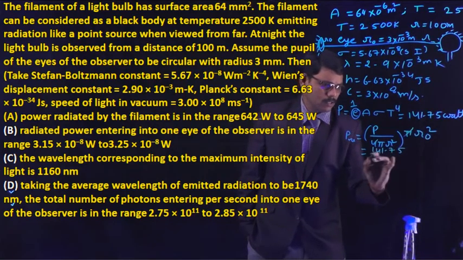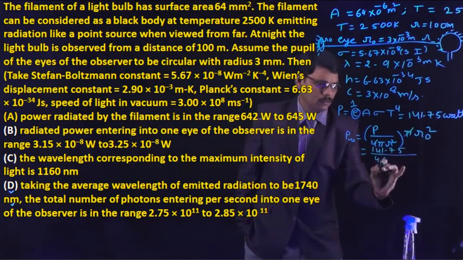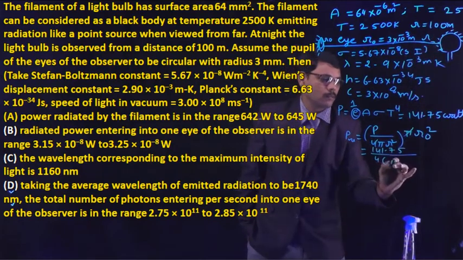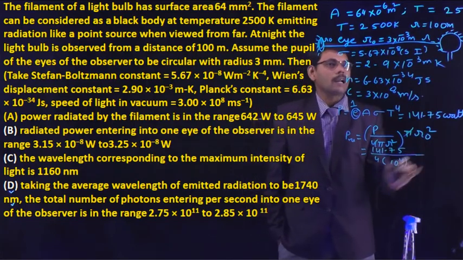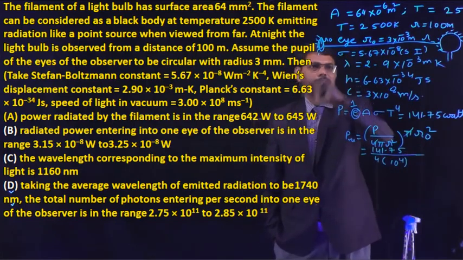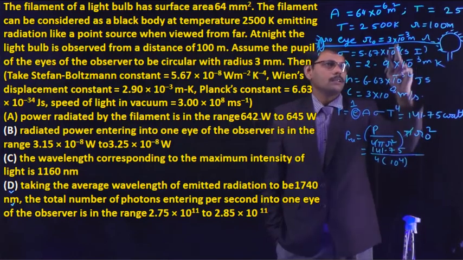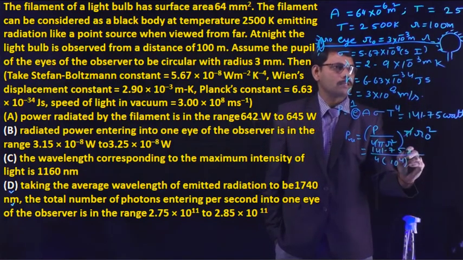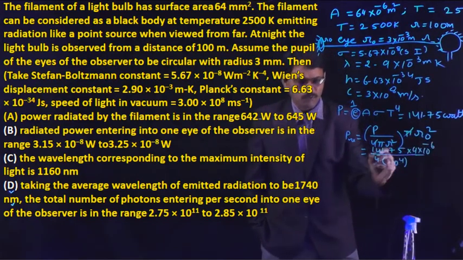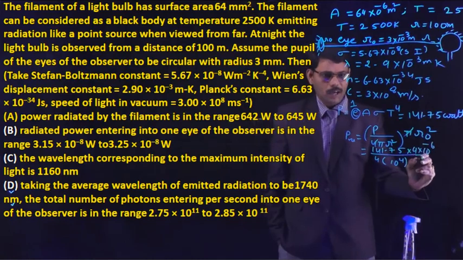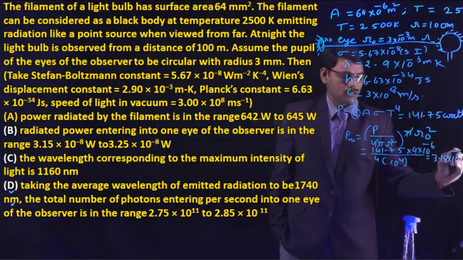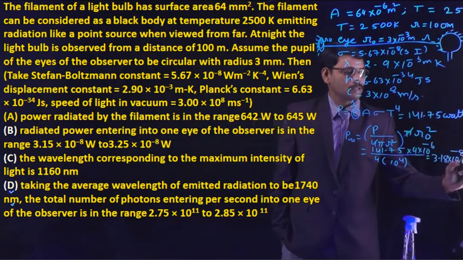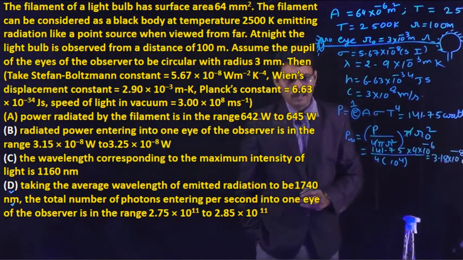P value is 141.75 watt by 4 into R square, where R is 100, so 10 power 4. 100 means 10 power 2 whole square, 10 power 4, into R naught square. R naught is the radius of the eye, which is 3 into 10 power minus 3 meter whole square, that means 9 into 10 to the power of minus 6. By simplifying it, we get this value equal to 3.18 into 10 power minus 8 watt.